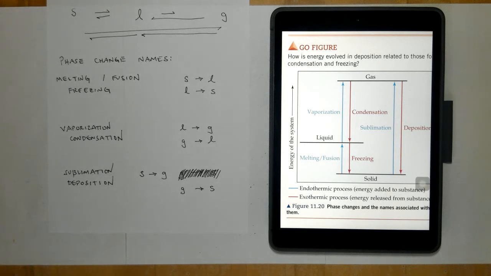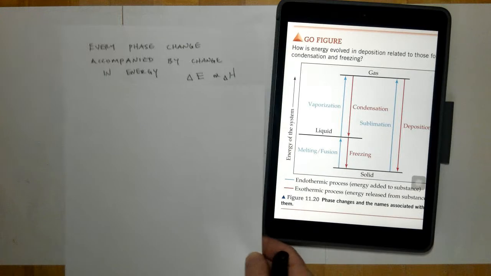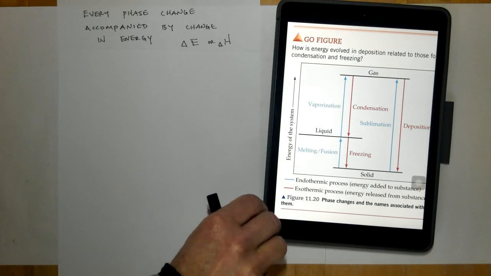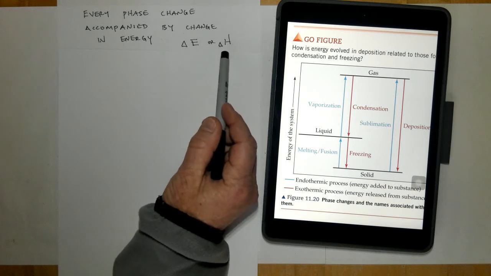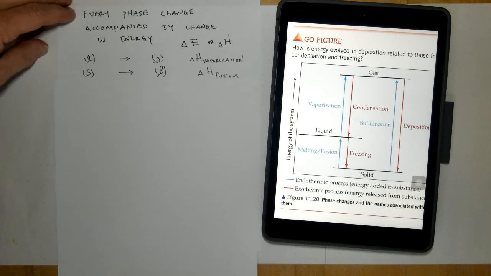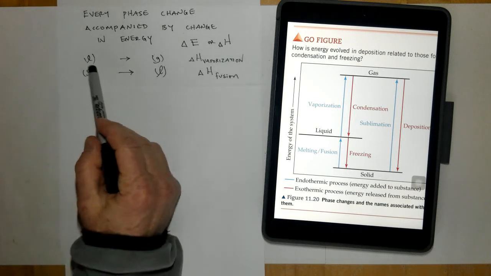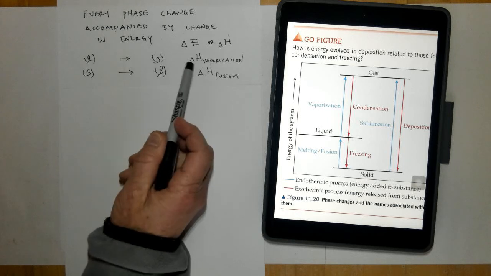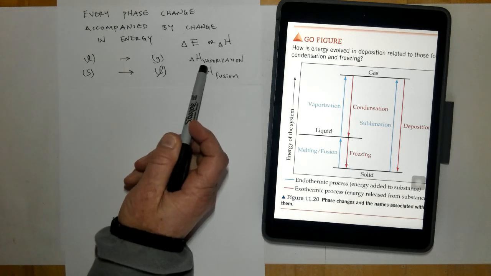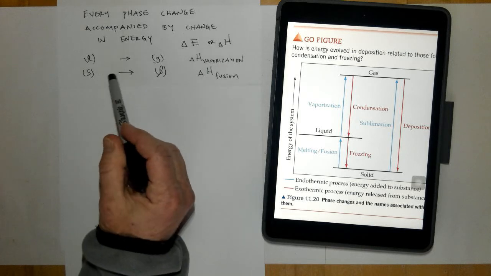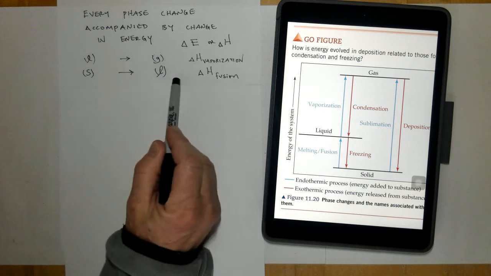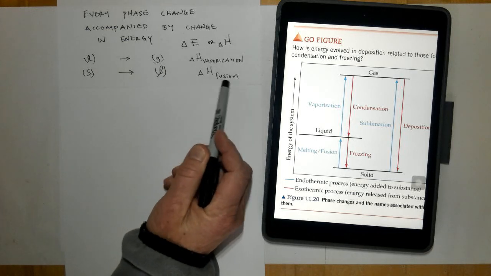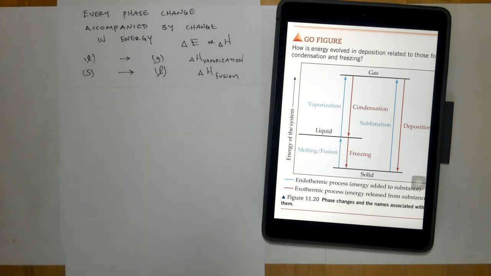So each one of these phase changes that we've named right here is accompanied by a change in energy. And the changing energy, delta E, or at constant pressure delta H, has a specific name for it as well. When you go from liquid to gas, it has an enthalpy or a heat or an energy of vaporization. And the solid to liquid change is called the enthalpy of fusion.